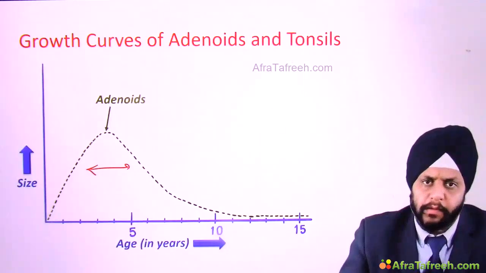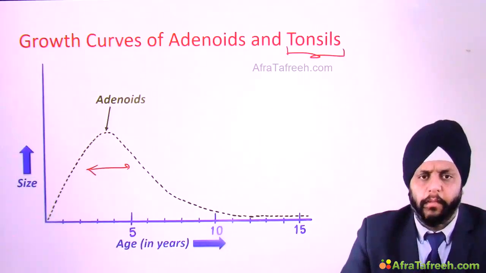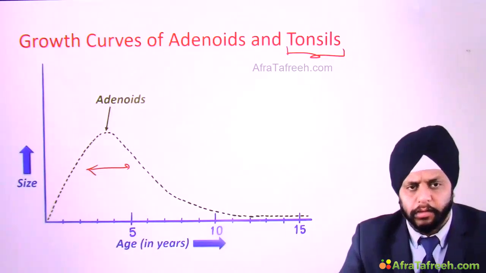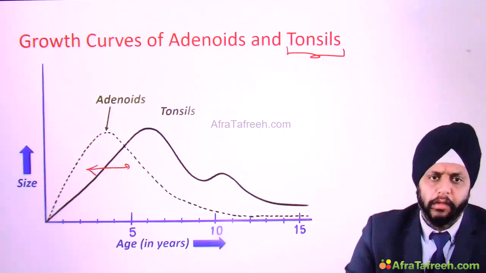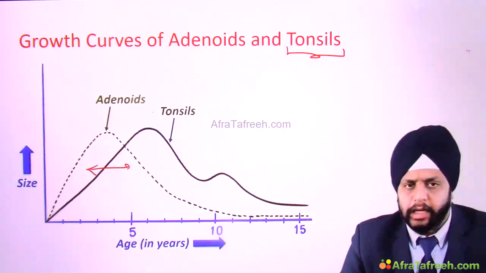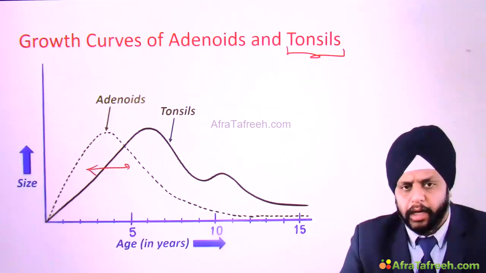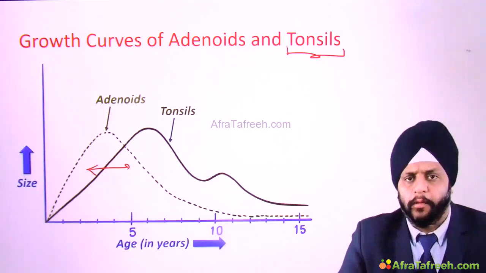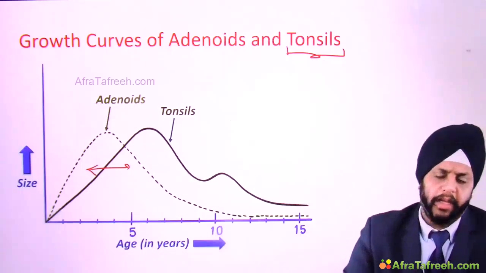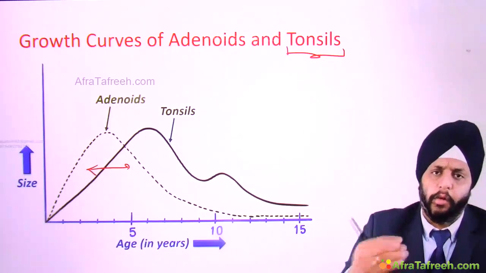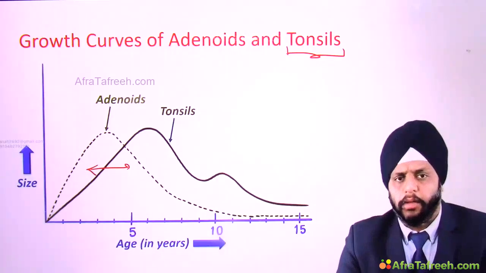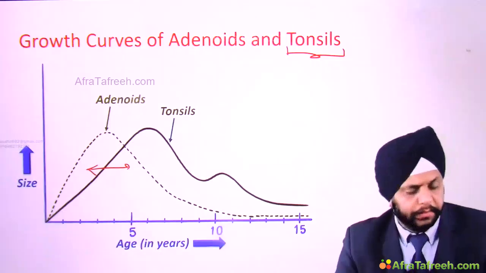Tonsils we will be studying in the oropharynx, but as you can see, the growth rate of these tonsils is such that they reach adult size a little bit late, somewhere between 8 to 12 years. So that is around the time of puberty. The maximum size may be reached around puberty, whereas the adenoids reach the maximum size around the age of 5 to 7 years.